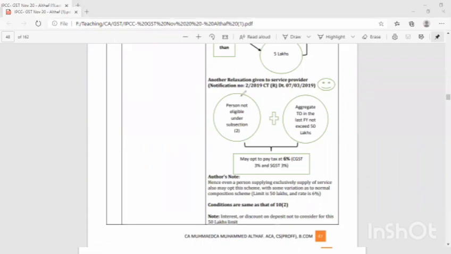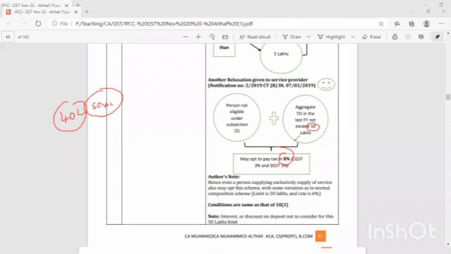Suppose he is exclusively providing services, 40 lakh services. He is not supplying any goods. Okay, so by going for the normal composition, he is not eligible, but he can still apply for a special composition. For easy sake, I'm saying special composition because the condition is totally different. Here the rate of GST will be 6% and the turnover should not exceed 50 lakhs.